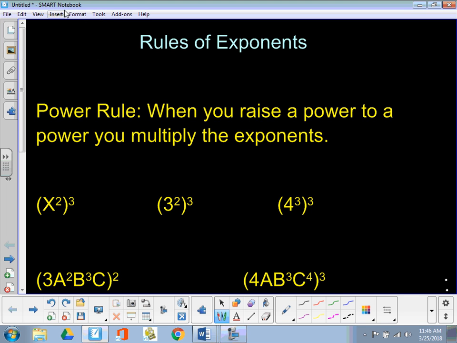Welcome to our video on rules of exponents, the power rule. When you raise a power to a power, you multiply the exponents.